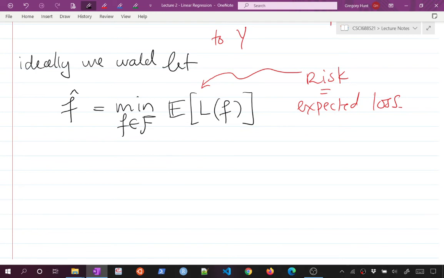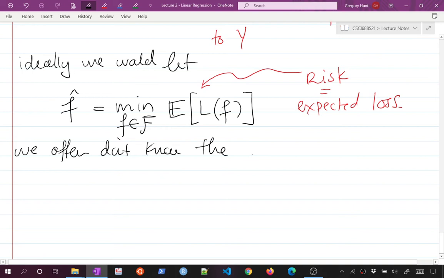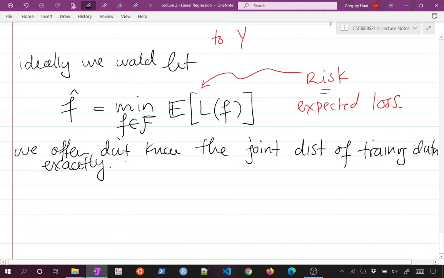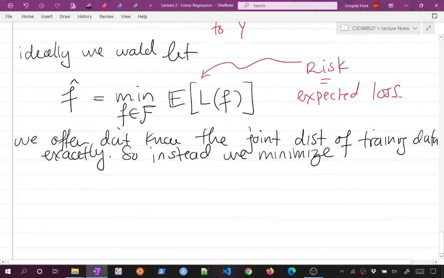Unfortunately, we often don't know the joint distribution of the training data exactly. So instead, we minimize an empirical version of the above starred equation here.